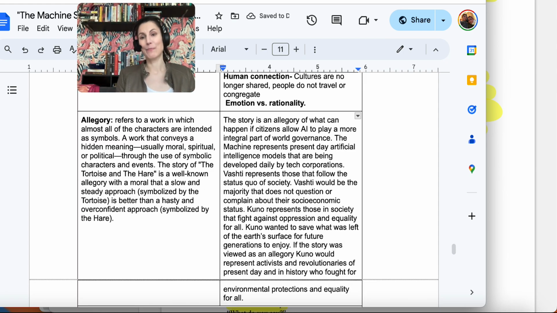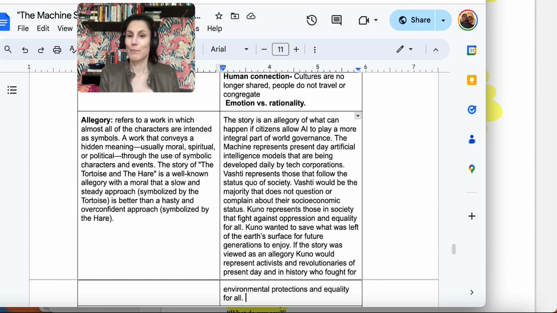This was very dramatic, but when you're building an argument, you want it to be kind of dramatic, because you want to be saying, this is what the story truly represents. Kuno represents the activists and revolutionaries of the world, while Vashti represents the majority of the population that is satisfied with the status quo, despite crumbling infrastructure and lead poisoned water. That's like an example of how you would give it a dramatic effect when you're building an argument or an introduction to introduce it.